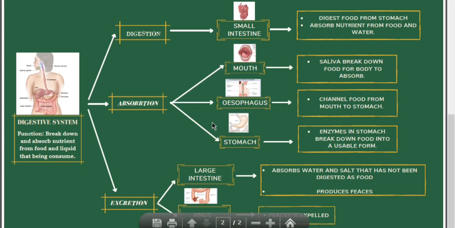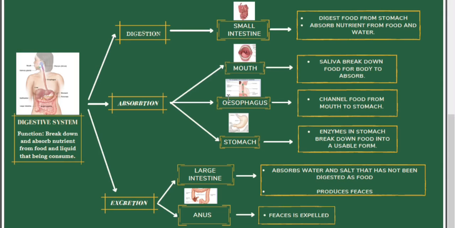At digestion, the organ that takes part is small intestine, where the small intestine will digest food from our stomach and absorb nutrient from food and water. At absorption, three main organs are involved, which are mouth, esophagus, and stomach.